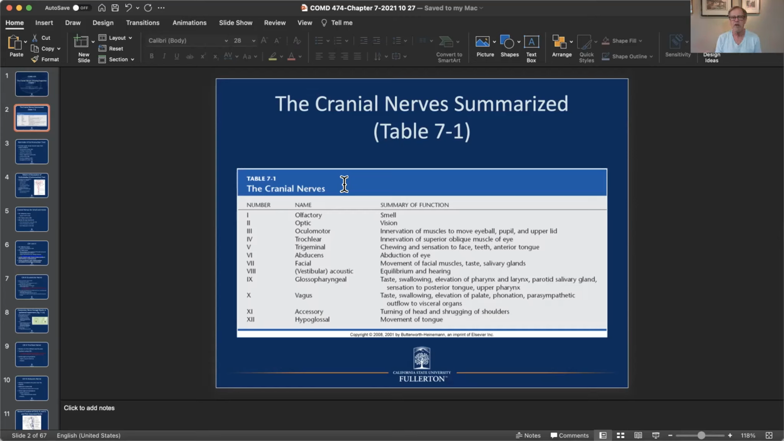There's a summary of the functions, and in a few cases, like the olfactory nerve, we're not going to go into much more detail than what you see right here on this summary. And in some of them, the ones that have to do with speech and swallowing, we're going to go into a great deal more detail than what you see here. All right.